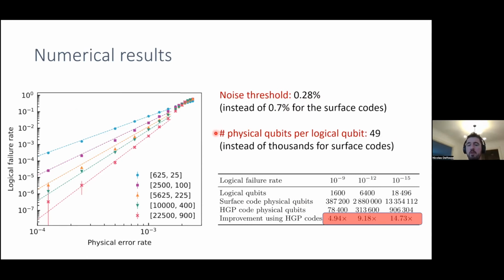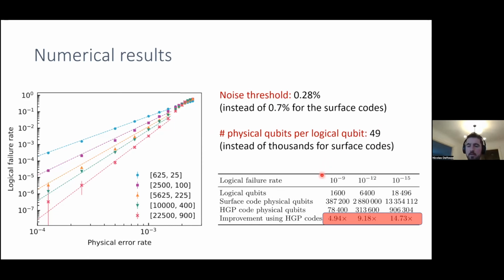The number of physical qubits per logical qubit, including all ancilla qubits, is 49. So we have about 50 physical qubits per logical qubit, counting all the qubits. It's an overhead of a factor of 50 instead of a factor of 1000.